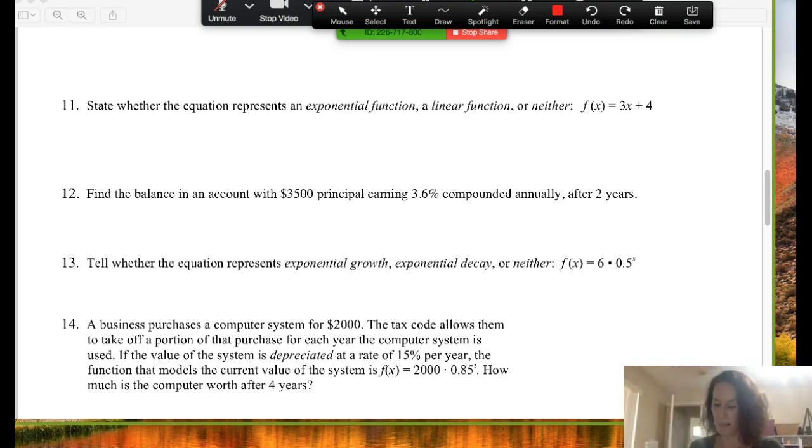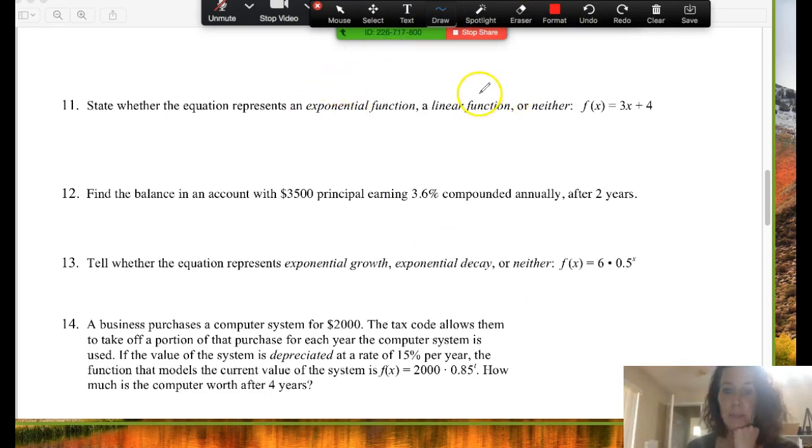Okay. State whether the equation represents exponential, linear, or neither. We'll look at that. I can tell right away it's linear. And the reason I can tell is it's in this form: y equals mx plus b. This is the equation of a line. Y equals something times x plus b. And this is your slope, which ends up being your common difference.